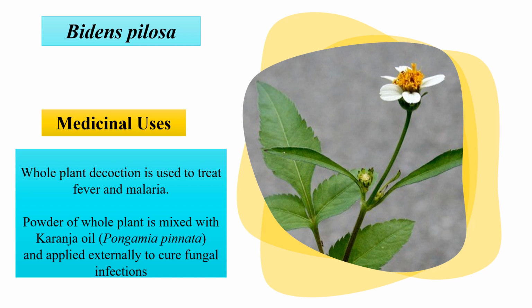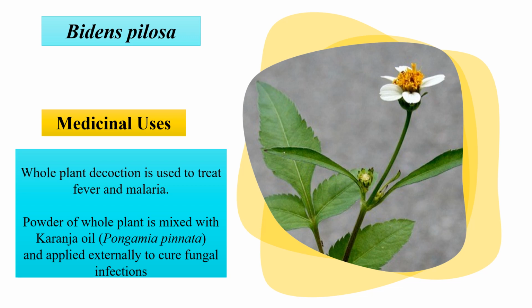Now, Bidens pilosa, you can see the flower. The flower looks very similar to Tridax procumbens, but the leaf character and the plant are very different. Morphologically, they are also very different. And this plant you can find in wastelands, in grasslands, and near the village areas also you can find this plant. And the medicinal uses and other characters are very similar to Tridax procumbens.